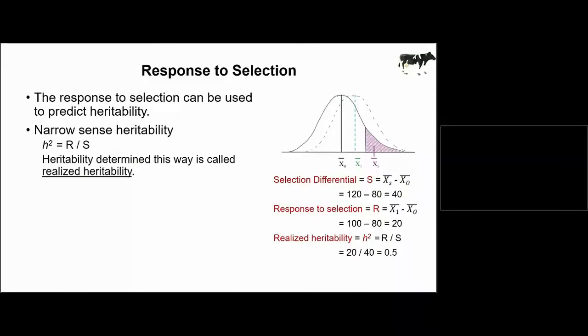0.5, right? 20 out of 40, 0.5. So the heritability for milk in your farmer friend's cows is 0.5. All right, you ready to try one yourself?